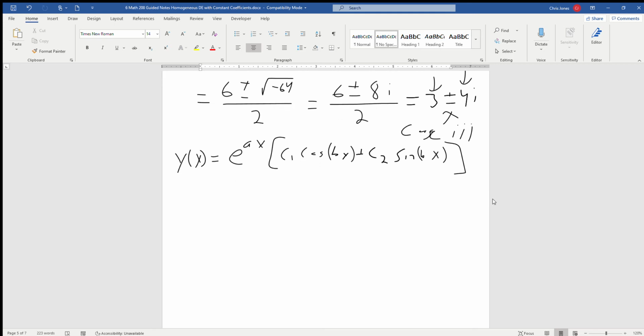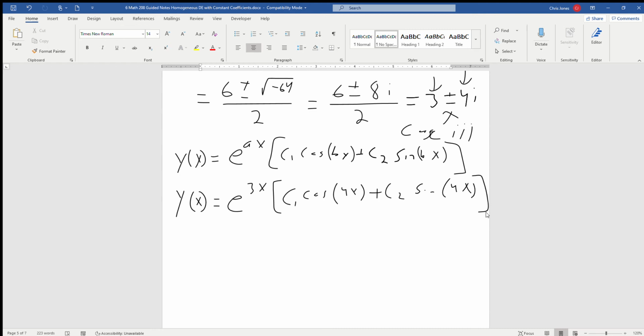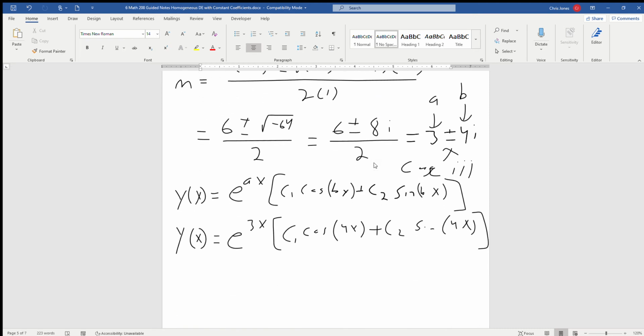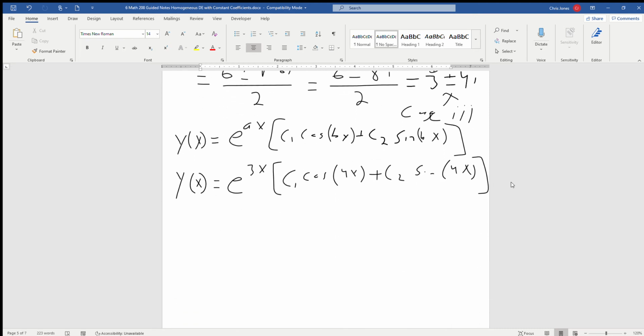And so for us, y of x is going to be e to the 3x times c1 cos 4x plus c2 sine of 4x. All right. Now, unfortunately, this is an initial value problem. So we need to figure out the derivative. And you might notice that to find the derivative, it's going to be a product rule. All right, because we have a function of x and then another function of x inside.